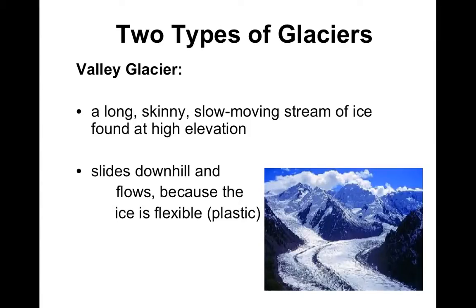The smaller of the two types of glaciers is called a valley glacier. It's long and skinny, and it's found at high elevation. It slides downhill and flows because the ice is flexible or plastic. So even though it's a solid, it can flow over rocks and through valleys.